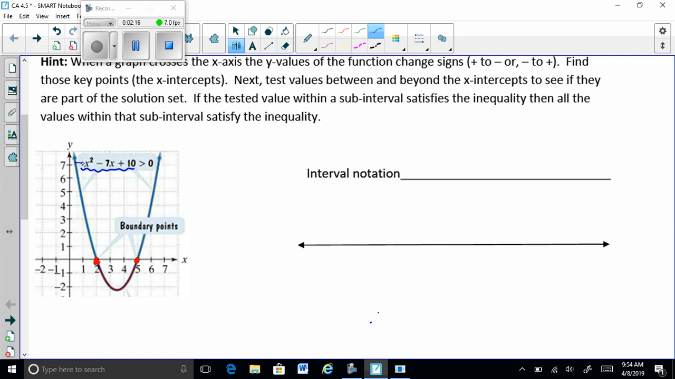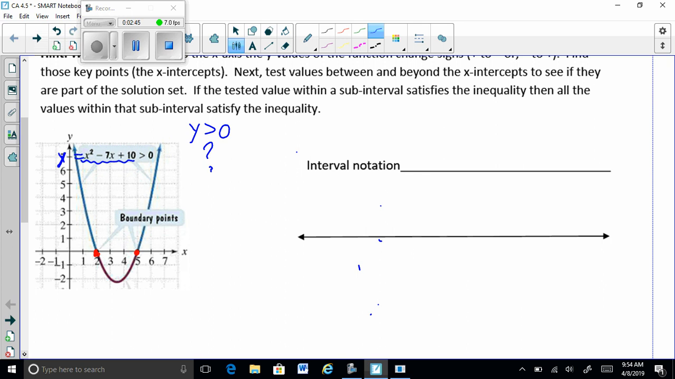This is equivalent to y. Basically, y is equal to this equation. But we want to know when y is going to be greater than 0. That's basically the question here: when is y greater than 0? Once again, from the picture, it's pretty easy to tell that it's these two intervals above the x-axis, okay? But as I was saying, we're not always going to have a picture to go with it.